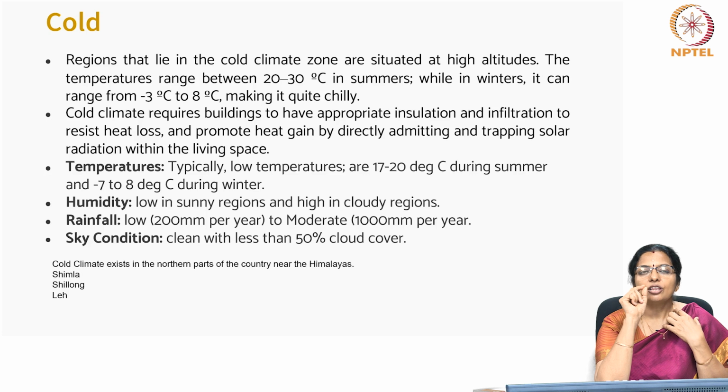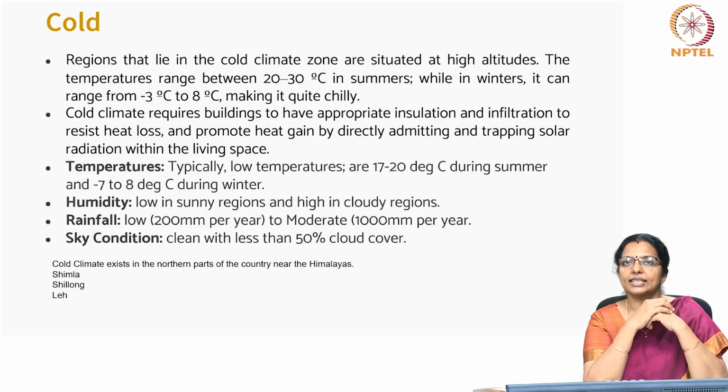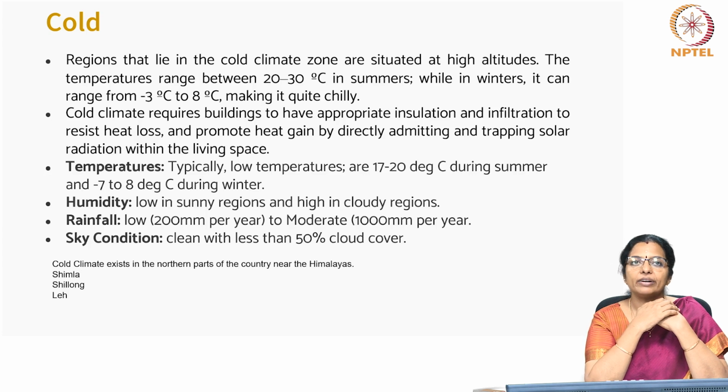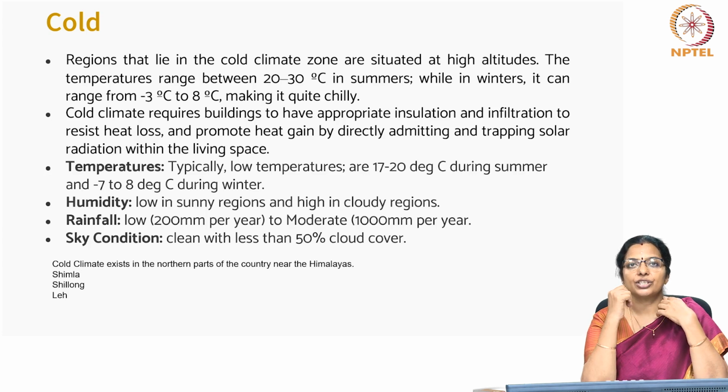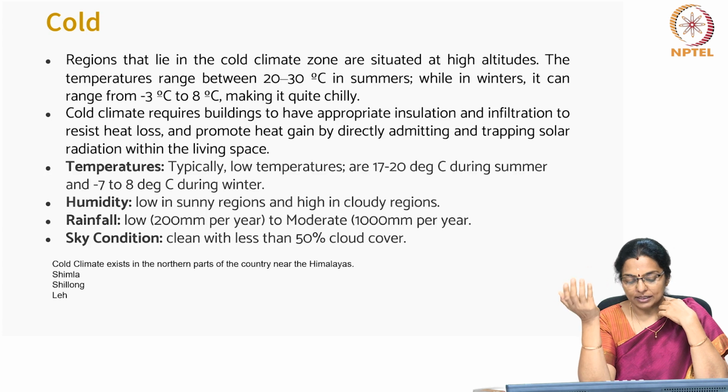Regions that lie in the cold climate zone. When we look at the cold climate zone, regions which lie in the cold climate zone in India are situated on high altitudes. The temperatures range between 20 to 30 degrees centigrade in summers, while in winters it can range from -3 to 8 degrees centigrade, making it extremely cold and chilly. Jammu Kashmir, Shimla, Manali, all these places fall in cold climate.